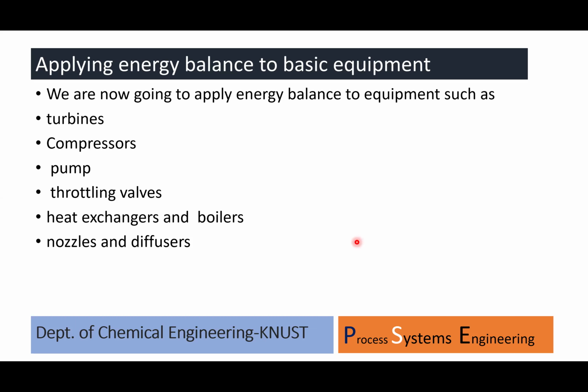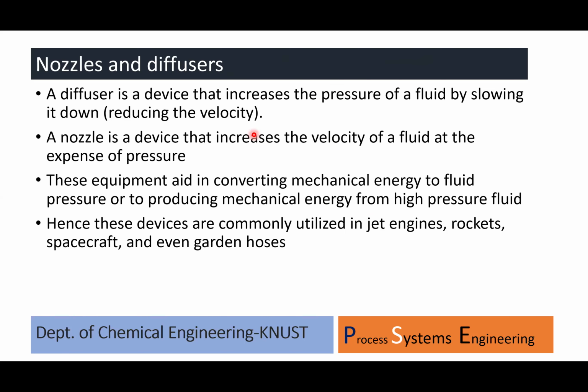So we look at different kinds of equipment that we work with. When we are looking at the energy balance of systems, we can consider things like turbines, compressors, pumps, throttling valves, heat exchangers, nozzles, and diffusers. We'll be taking them one by one. A diffuser is a device that can increase the pressure of a fluid by slowing it down. A nozzle does the reverse. The nozzle rather increases the velocity and reduces the pressure. Is that okay?